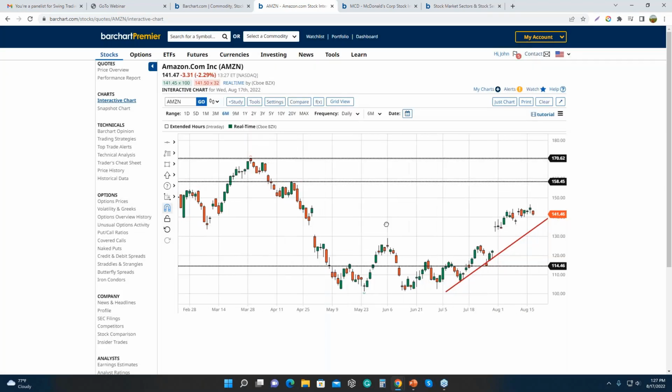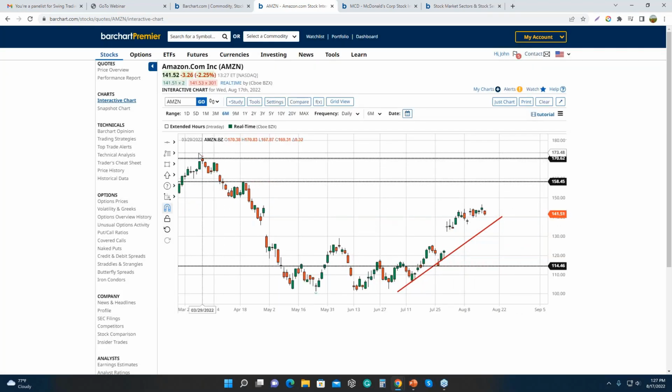Now, what I'm assuming here is that I'm looking for price to back off, and then maybe what we would call an ABC pattern, and then see if we can hold, and then maybe test these higher levels.